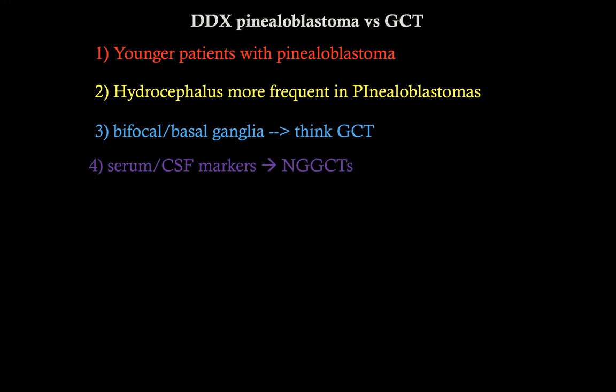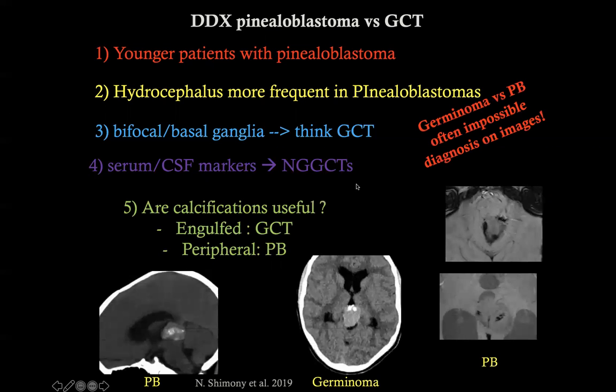You have CSF and serial markers like alpha-fetoprotein and gonadotropin that are more for NGGCT. Also, remember that, given the fact that both restrict, it is very difficult, sometimes impossible, to differentiate the two entities radiologically. But to be fair, we are clinical radiologists, so we need to check the labs and the age of the patient.